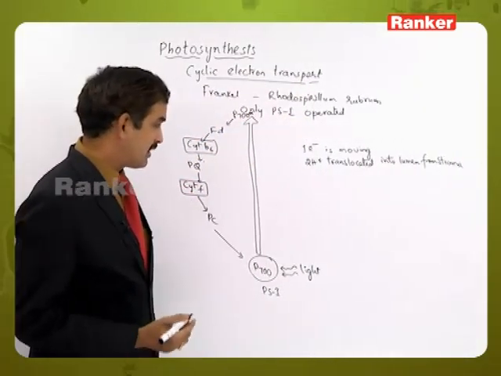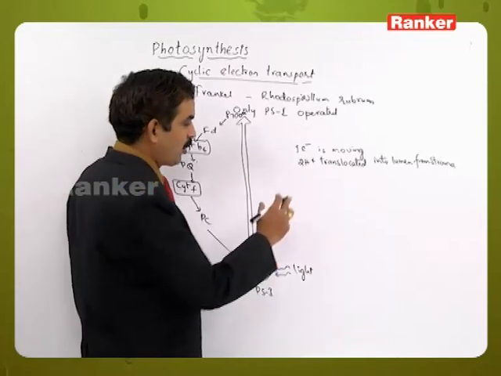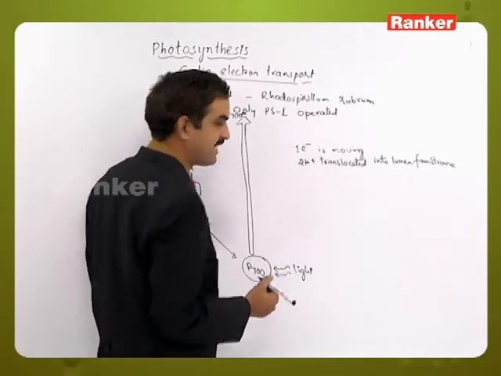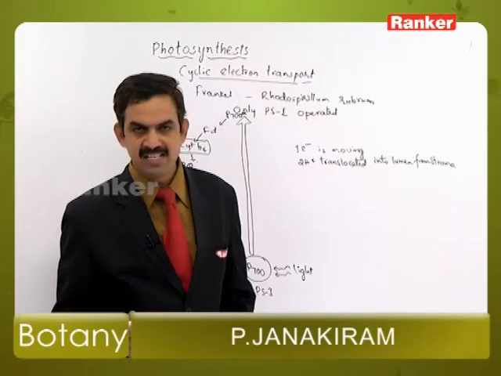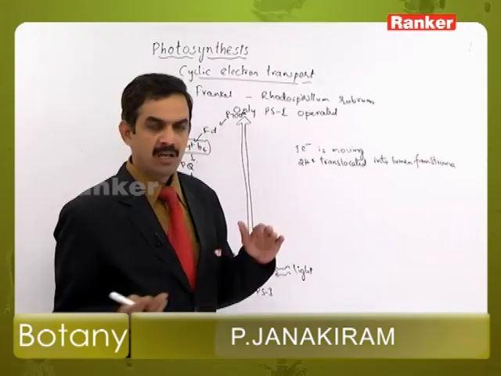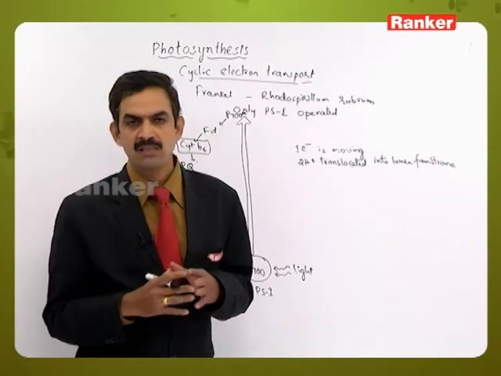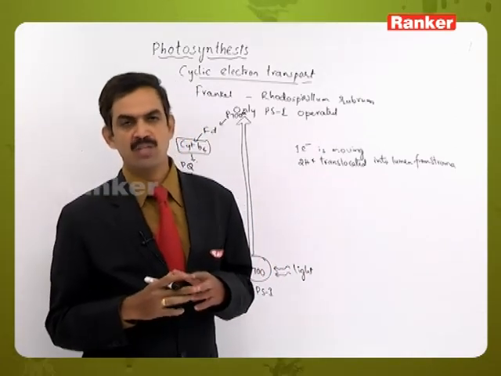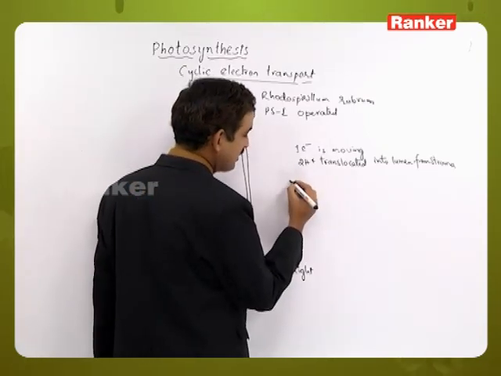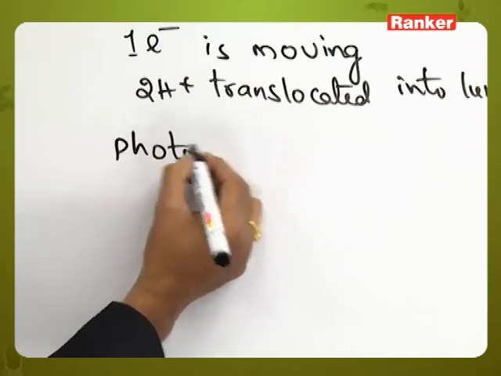So here in this process, the protons which have been accumulated lead to a proton gradient. So a proton concentration gradient is established. This proton concentration gradient is responsible for the movement of the protons once again from the lumen to the stroma side. In that process the ATP will be formed, and here photolysis of water does not take place.